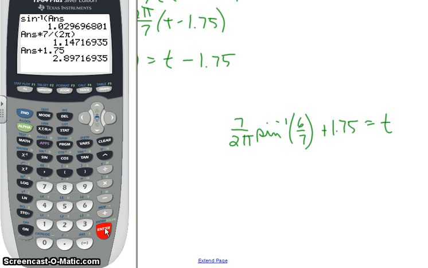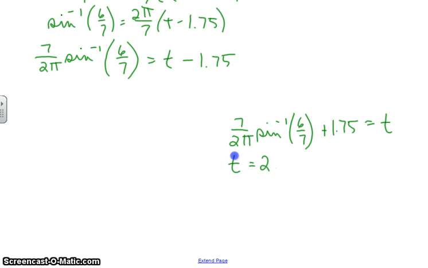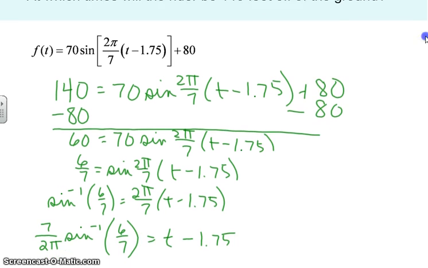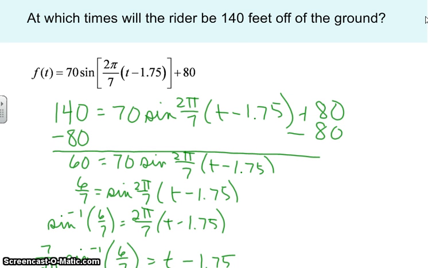And now I know that time is going to be 2.9 rounded. Now, at this point, I've forgotten what we're trying to find. 2.9 rounded. That's the time that they're going to be 140 feet off the ground. 2.9 minutes. And that is the end of my lesson.